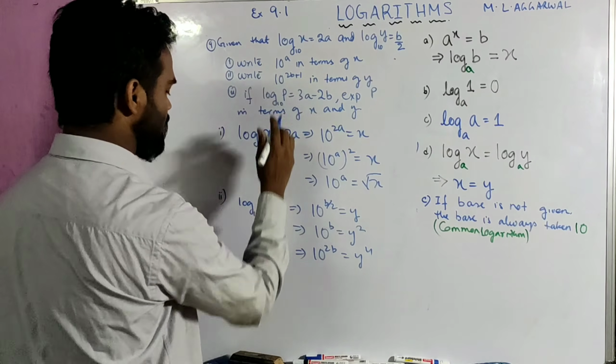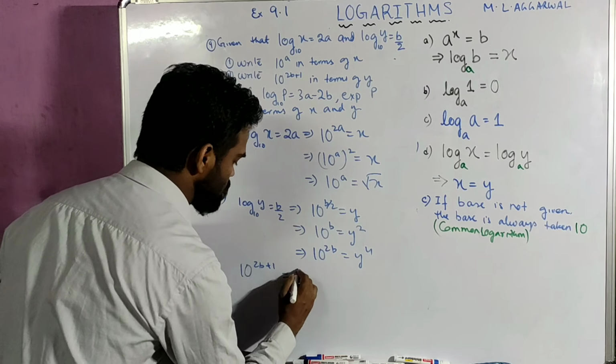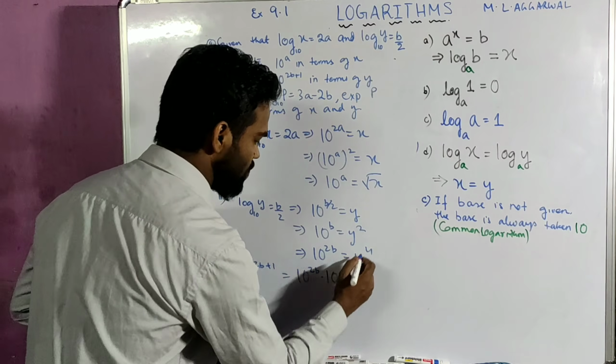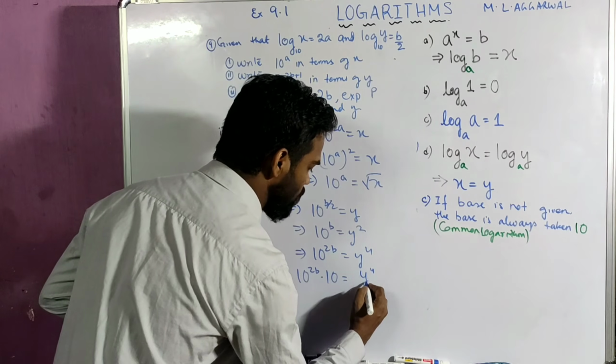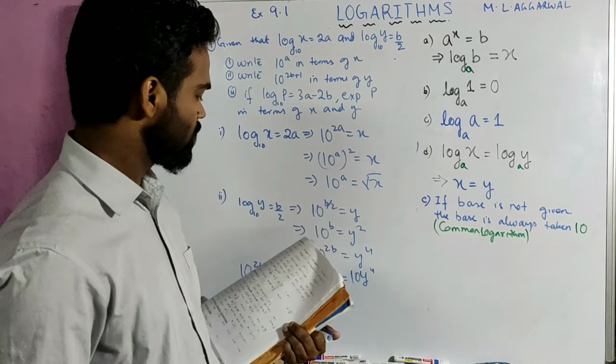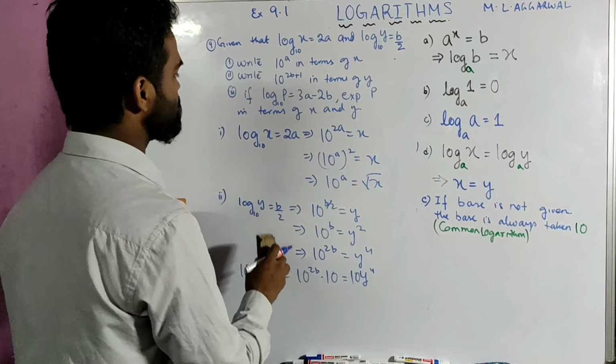Why have I done this? Look carefully. 10 to the power 2b plus 1 equals 10 to the power 2b multiplied by 10. For 10 to the power 2b we got y to the power 4. So it becomes 10 y to the power 4. Is it clear? Now we'll do the next part.